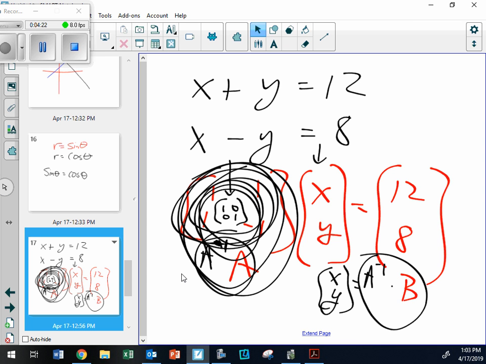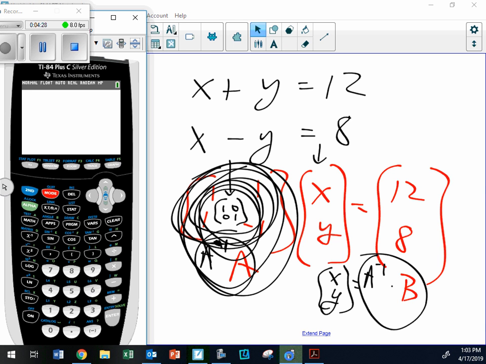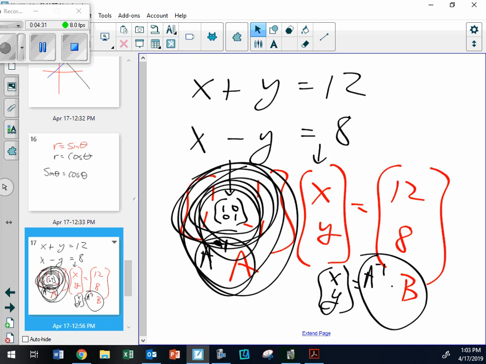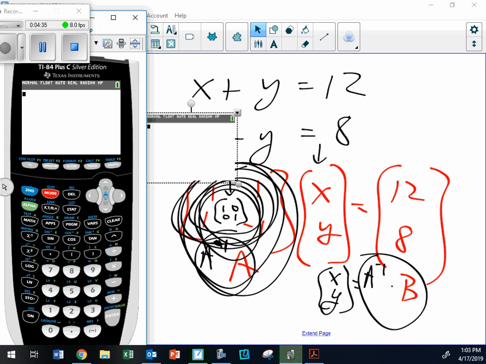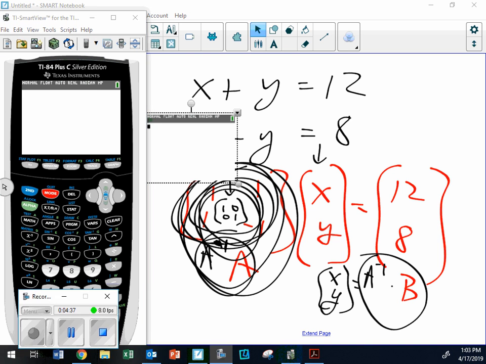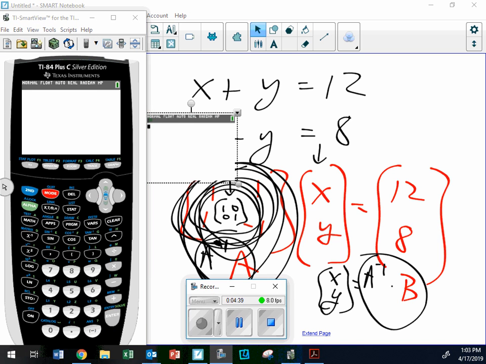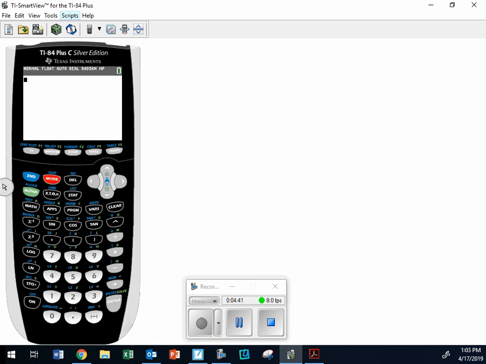How many of you already knew that and already did that on your calculator? That's a good sign. If you didn't, then watch. Here's how you do it. Inverse of A. I've got to get my calculator to move over here for a second. Come on. It's because the recording thing's in the way. I'm going to get it over here. All right. Inverse of A.